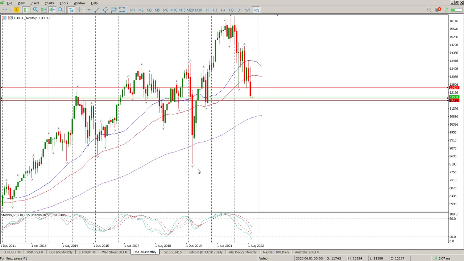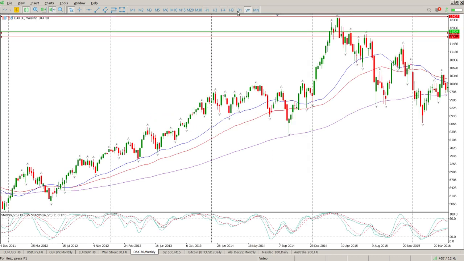Last thing I want to point out is look at the divergences here. Here's the previous swing low. That was the COVID swing low. And look where the oscillators are at the moment. So definitely something that we need to be paying attention to in the area we are right now.